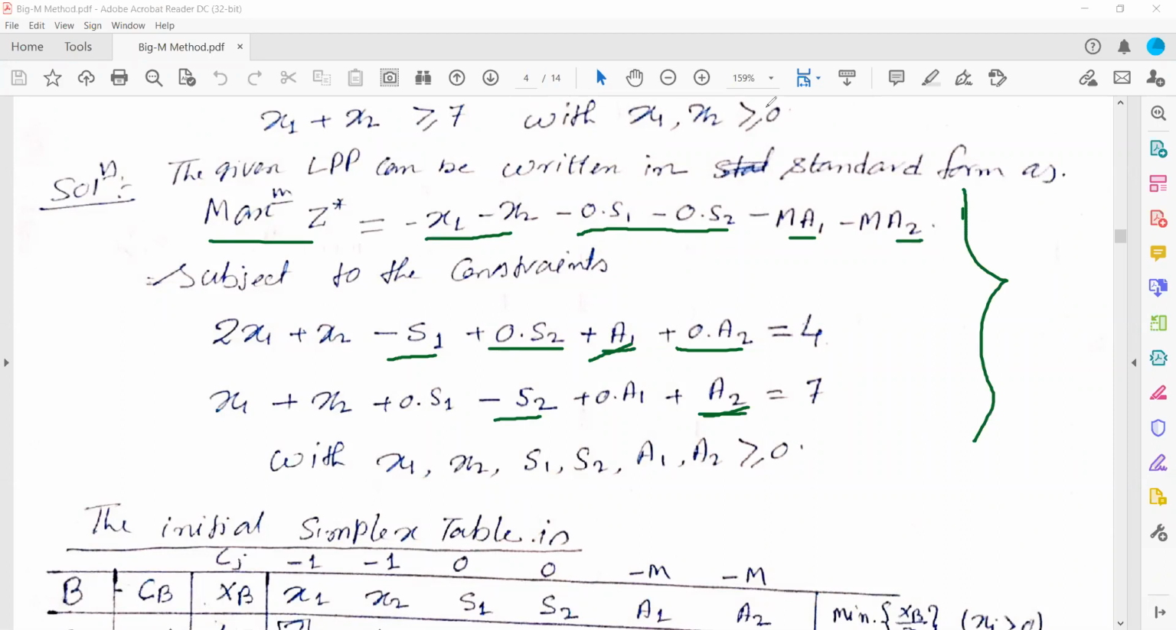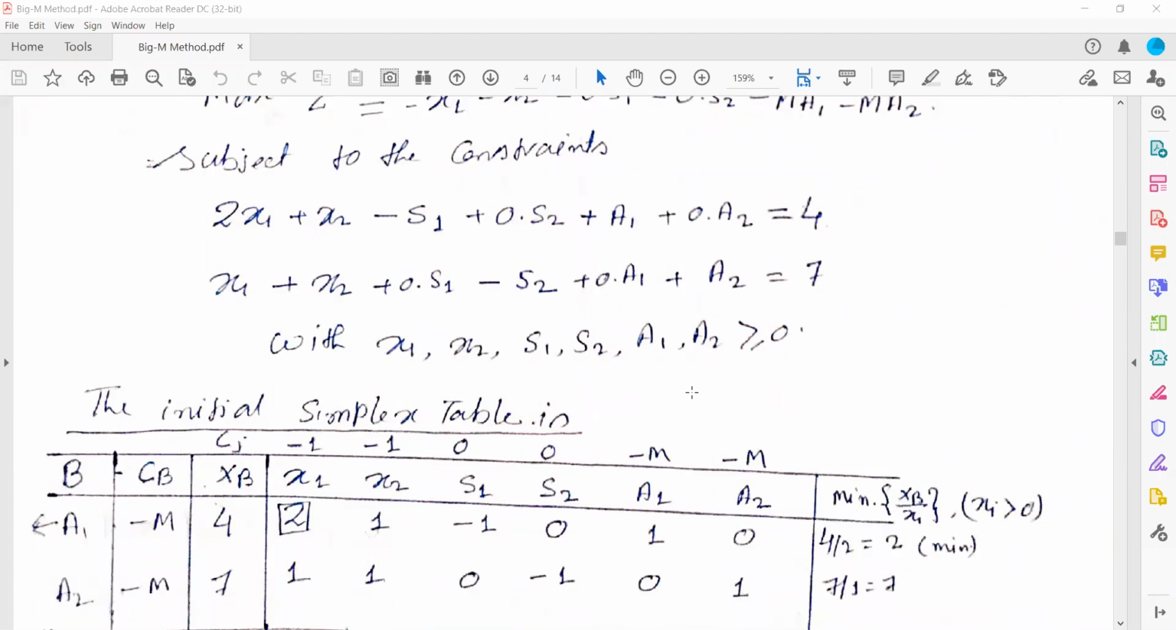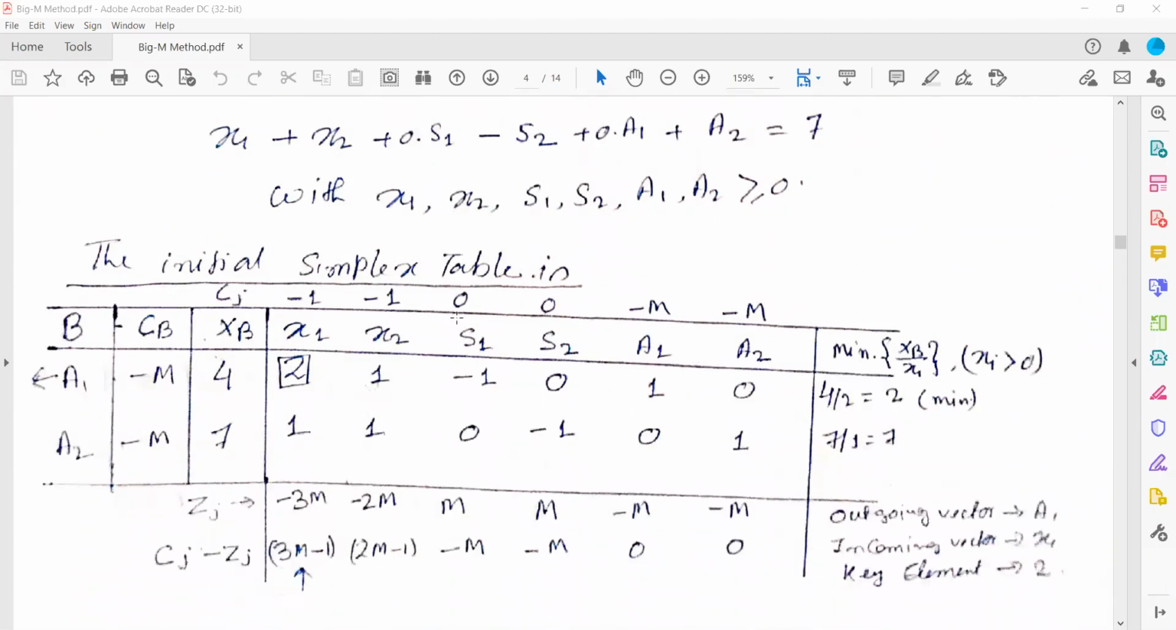Now you write the initial simplex table. Obviously you know how to write the initial simplex table. So I have written it here. This is the basic variable column, and this is the coefficient of the basic variable in the objective function. XB is the constant vector. Then these are the variables, and this is the minimum of xb by xi, where xi should be positive. And this is your Cj.